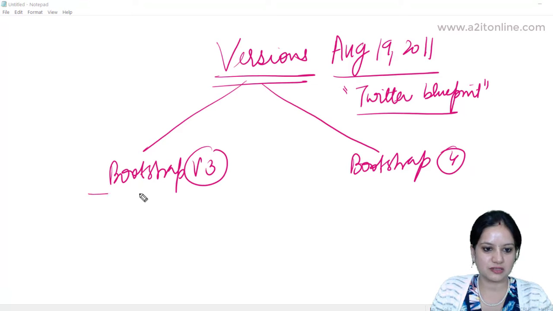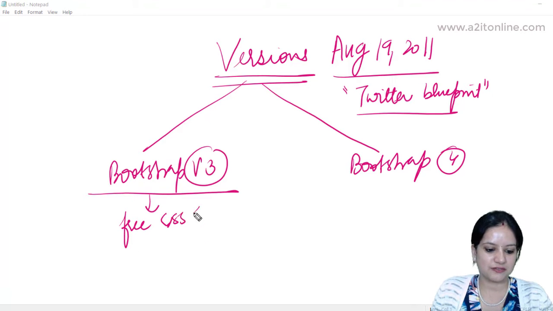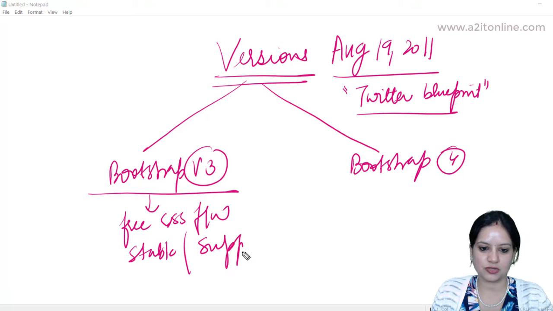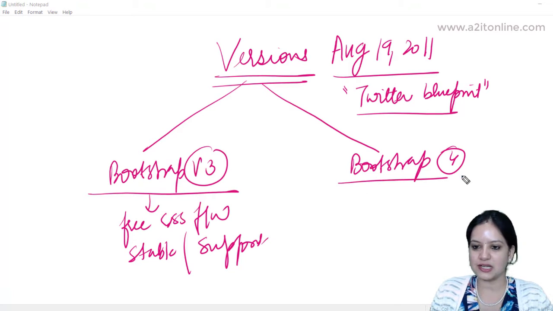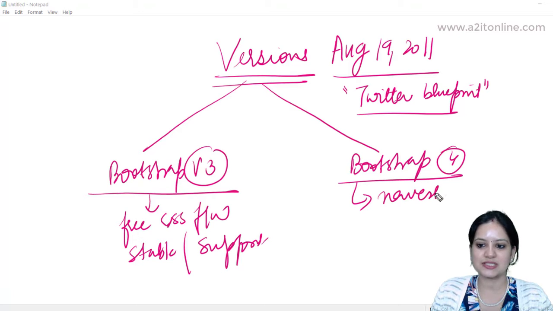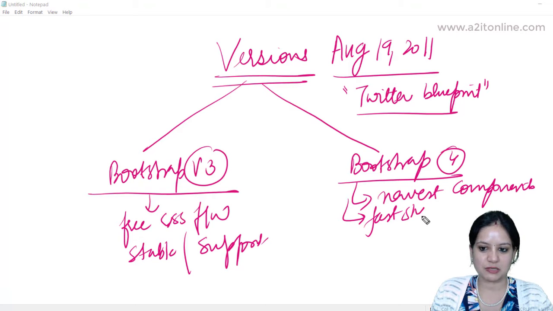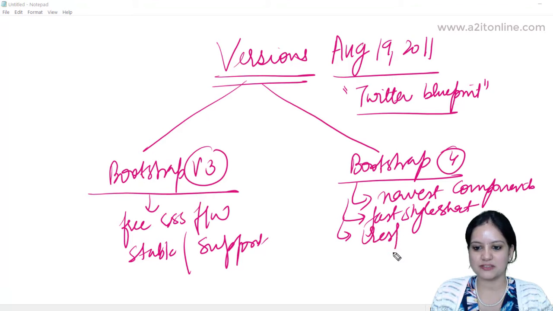Version 3 of Bootstrap is actually a free CSS framework which is very stable and a lot of support is available for this version. On the other hand, as I said, the latest version which we will be using for all our training and learning all the components has the newest components. Along with that, there is a very good fast style sheet which is available in this module, and it has more responsiveness if you compare it with the previous versions.